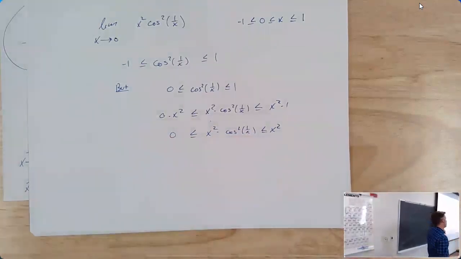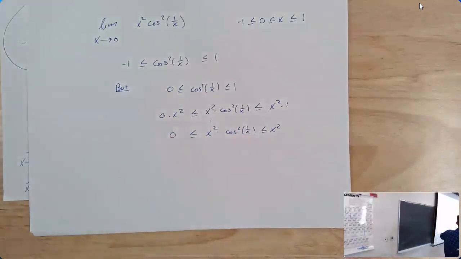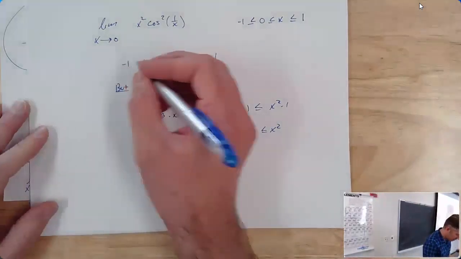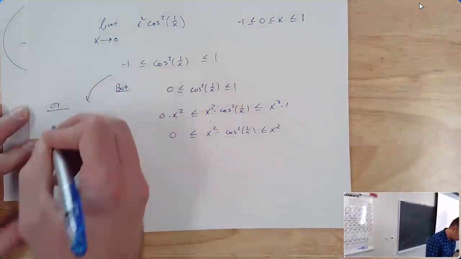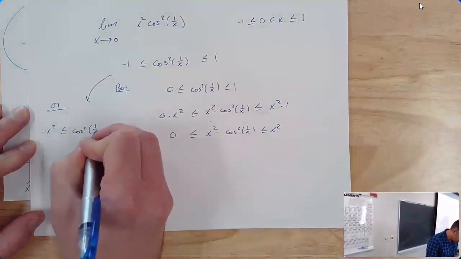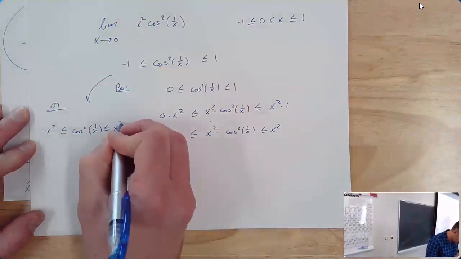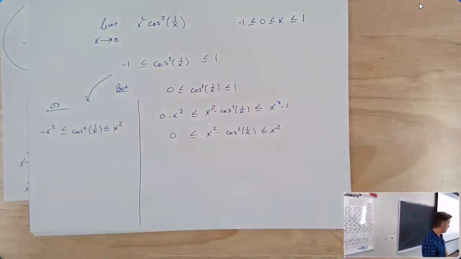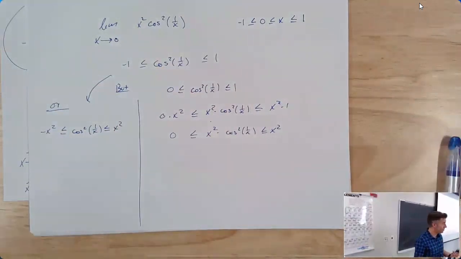Because when you square something, it's always non-negative. So you're totally right. I could totally do it this way, right? We could also do negative x squared less than or equal to cosine squared of 1 over x less than or equal to x squared. That would also work just fine. In either case, the squeeze theorem is going to work out just fine.